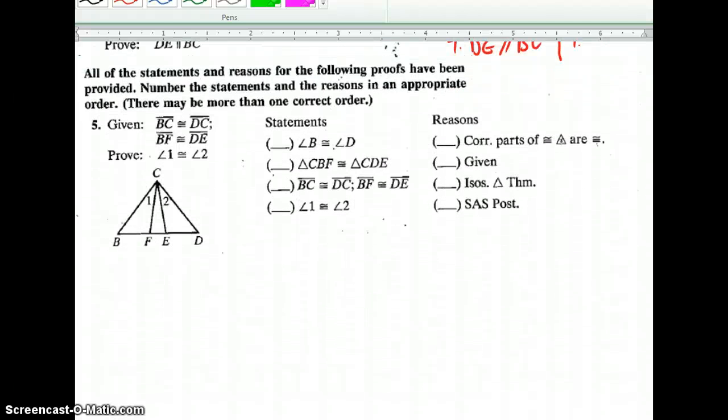If BC is congruent to DC and BF is congruent to DE, that would be step 1. And I'm trying to prove this thing, so that would be the last step. Oh, look, it's corresponding parts. That has to come after this, and this is probably somewhere in the middle. BC and DC look like that, and BF and DE look like that. BC and DC, that means this whole great big thing is one giant isosceles triangle with these two angles as part of the isosceles triangle.